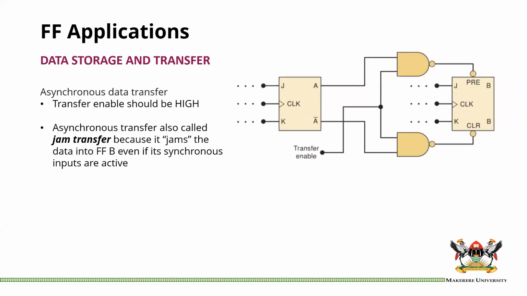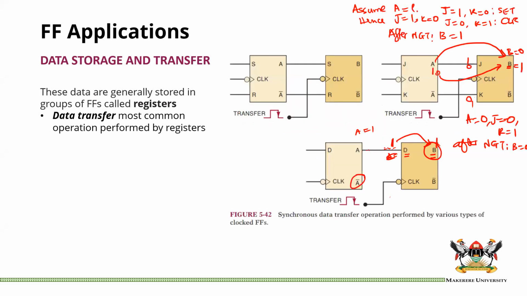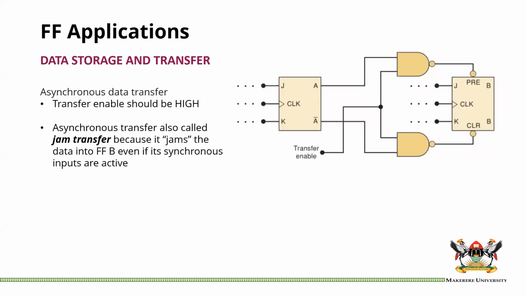Let us look at asynchronous data transfer, because what we have seen here is synchronous data transfer. You can see we've been using the clock, but we can also transfer information using asynchronous data transfer. In this case, we take advantage of the preset and the clear. So if you can see here, we have an AND gate and an AND gate here. We connect them through to the clear input and also the preset input.